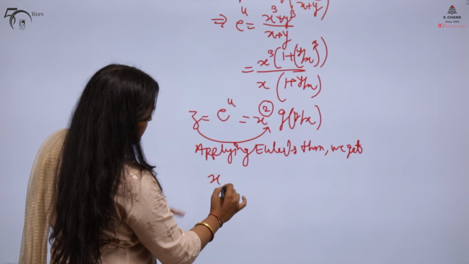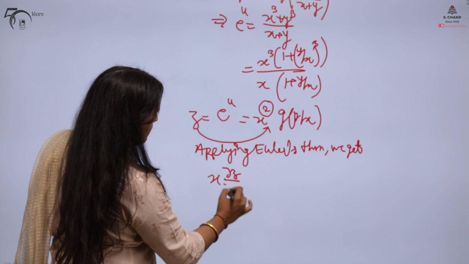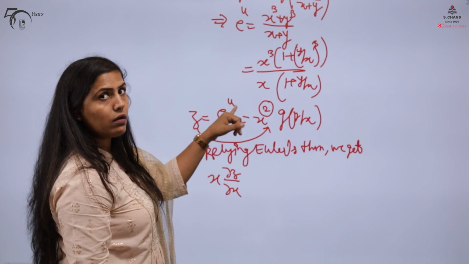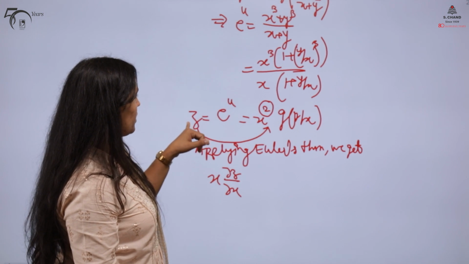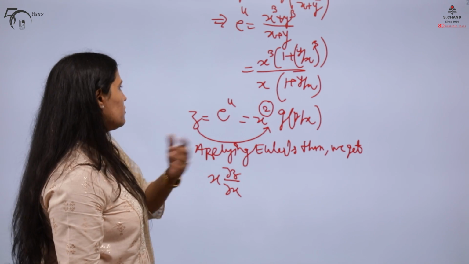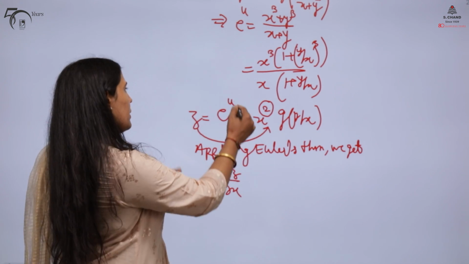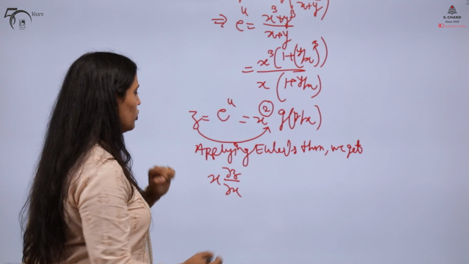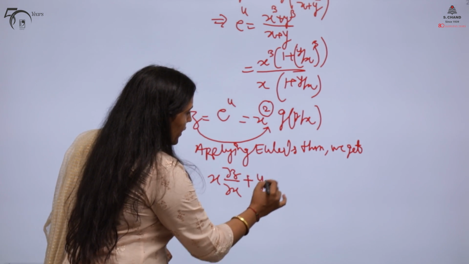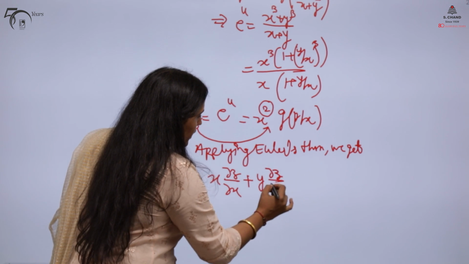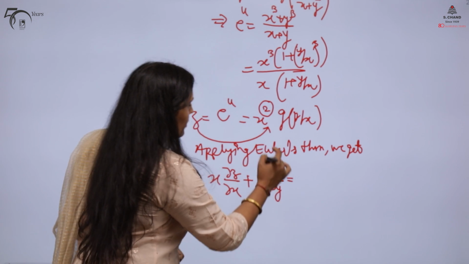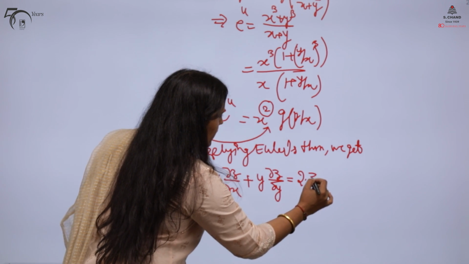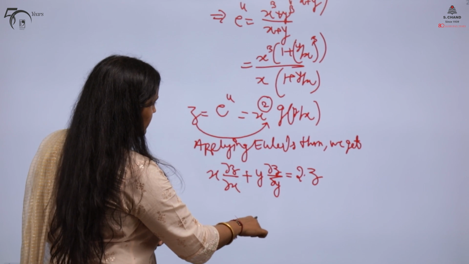we get x, the first variable, then del z by del x. You must be noticing that on u we are not applying it directly. On z we are applying, because the z expression is of that homogeneous type. E to the power u is homogeneous, but on a single u variable it is not homogeneous. So don't apply it on u directly. It will be on z and then it will be moving to u. So 2 into z.